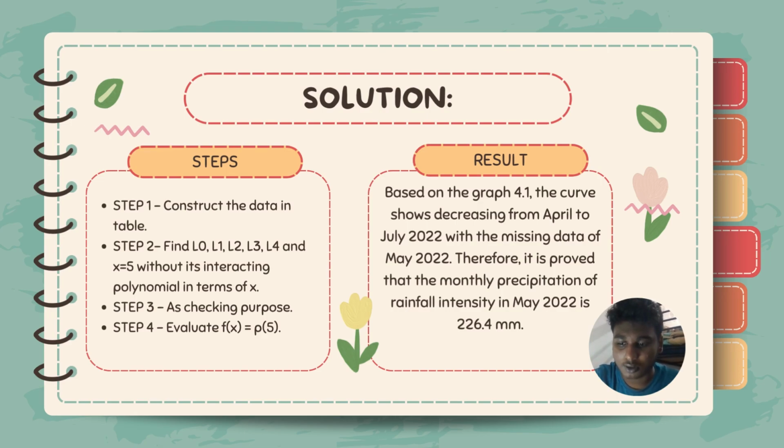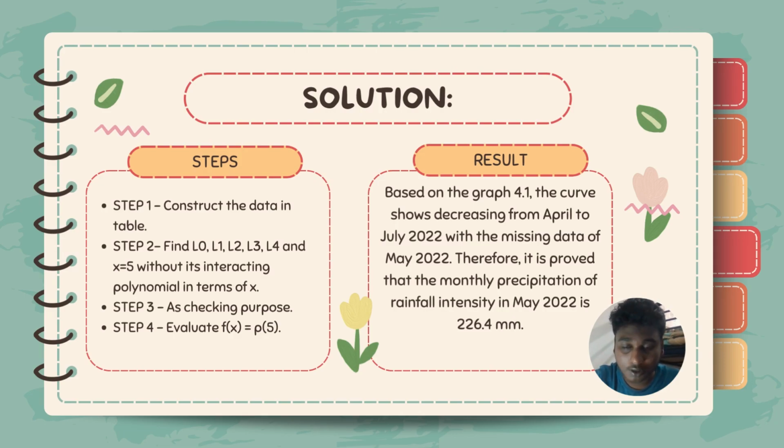Step two, next we're going to find the constants L0, L1, L2, L3, L4 and L5 without its interpolating polynomial in terms of x. So we insert the value of L0 and then L1, each with x equals 5, followed by x0, x1, 2, 3, and 4. So we get the value for each one.